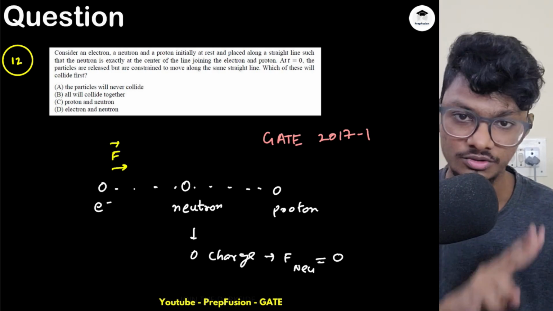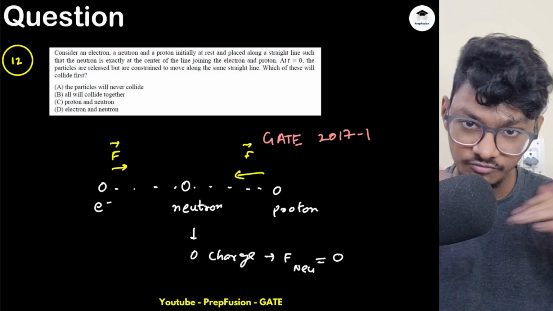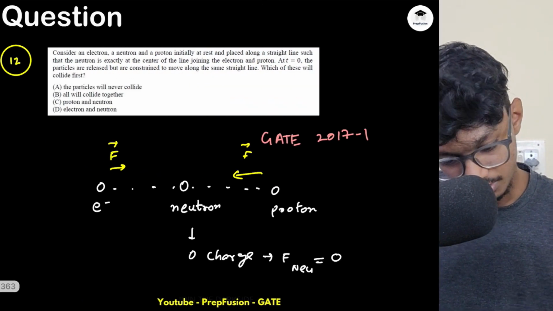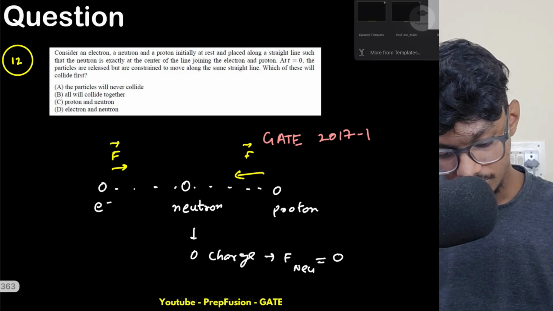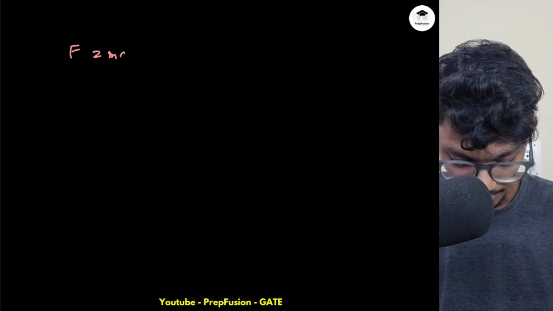Okay, as they are of opposite signs, they will be attractive in nature. This will be F, so both of the forces will be the same. But what else do we know? One thing I have. What else do we know? We know force is equal to mass into acceleration.